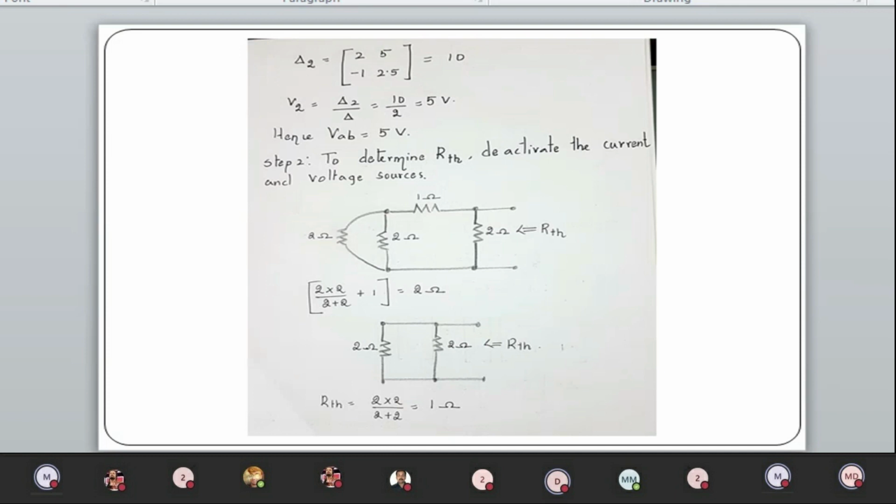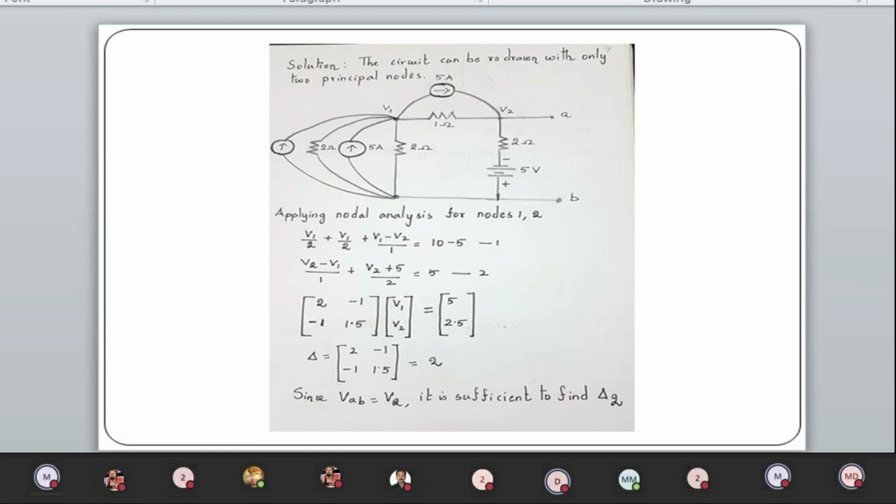So V2 is nothing but del 2 by del. Correct. So 10 by 2, 5 volts. So the open circuit voltage is 5. Now, the next step is to determine the Thevenin's equivalent resistance.